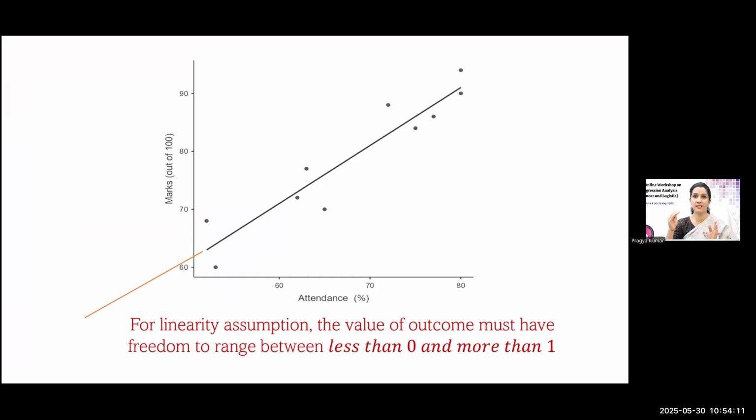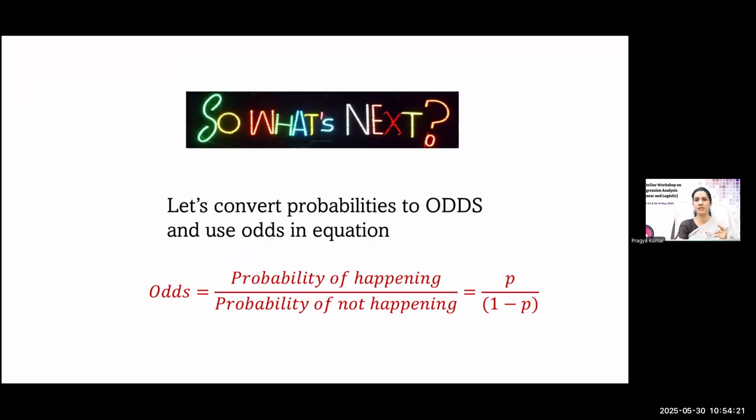Ceiling effect means it cannot go beyond 1, and floor effect means it cannot go less than 0. So how do we tackle this problem? This problem is tackled if you convert the probability into odds. There is a formula for converting probability to odds.